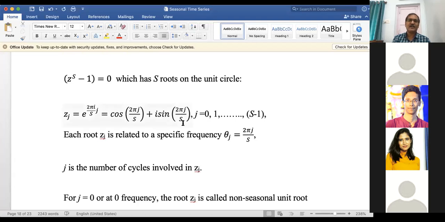We have not fixed till now the specific value of s. For any value of s, if we set j equal to 0, the value of z will be equal to 1. So the value of z at j equal to 0, or number of cycles equal to 0. What do we mean by number of cycles? That is the cyclical variation within a year. So if there is no cyclical variation within a year, we are not considering the seasonal variation within a year. So this is the non-seasonal case. That is, the zero frequency root or the zero cyclical root considers the long run movement of the series you have.